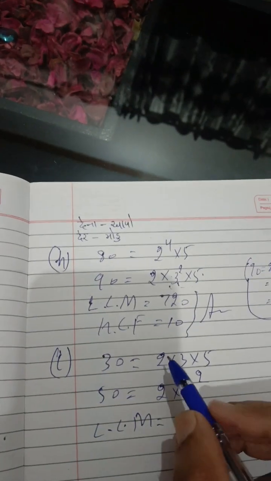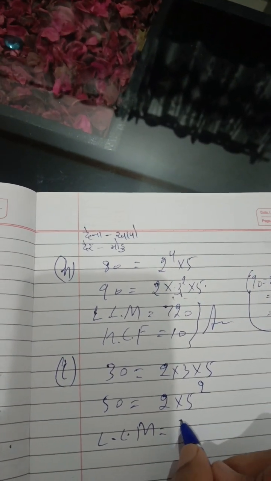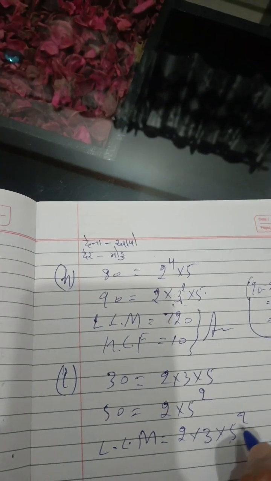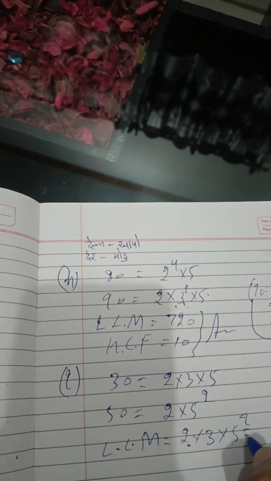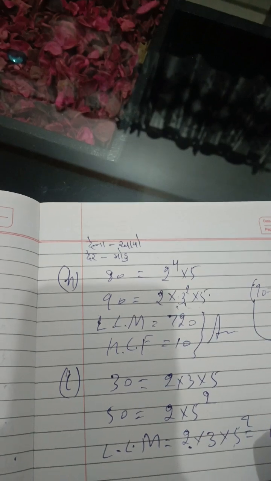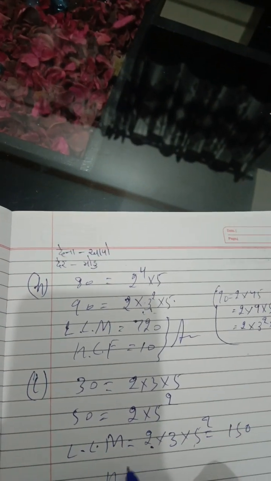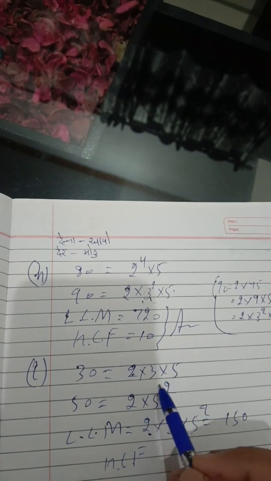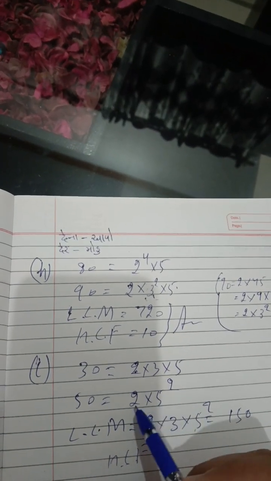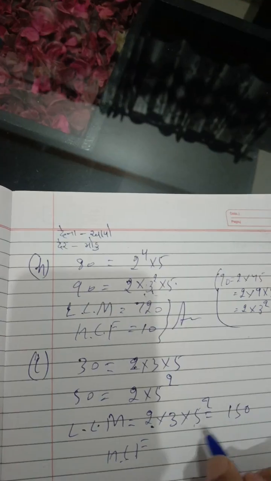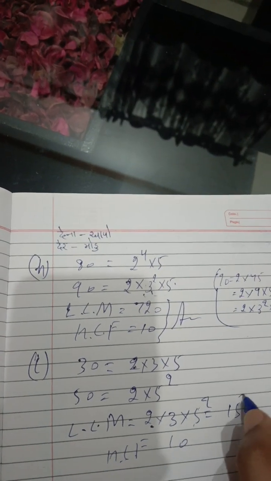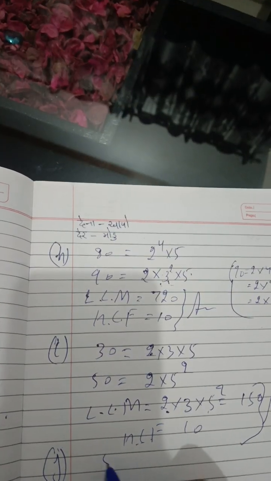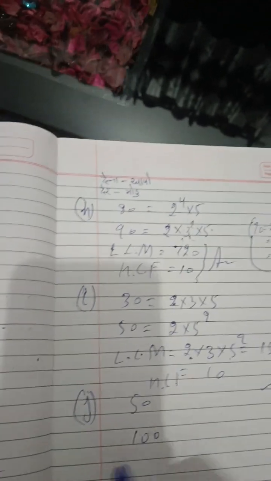LCM. This will be highest powers taken: 2 into 3 into 5 square. 5 square is 25. 25 into 2 is 50. 50 into 3 is 150. And HCF: lowest powers taken, 2 into 5, which is 10. Answer. And this last one, I remember, is 50 and 100.